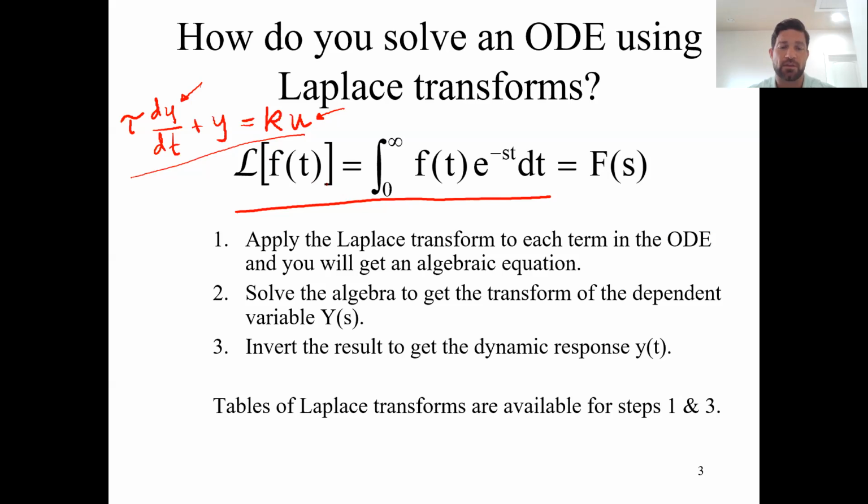If we take the Laplace operator on a first order differential equation, we convert it from an ordinary differential equation into an algebraic equation. A system of equations written as algebraic equations is much easier to solve than a system of differential equations.